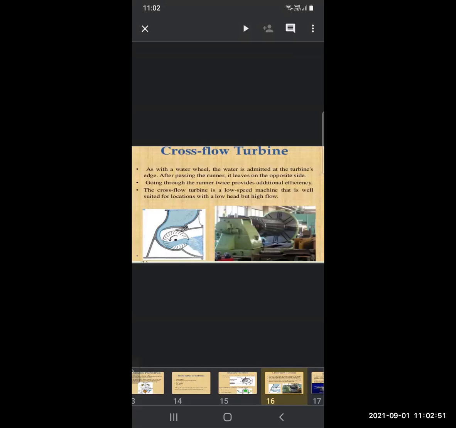See, the water is coming, and it is just cross flow. Why is this? Going through the runner twice, it is twisted twice, so it provides additional efficiency. So that is called the cross flow turbine. The cross flow turbine is a low speed machine that is well suited for locations with a low head but high flow.